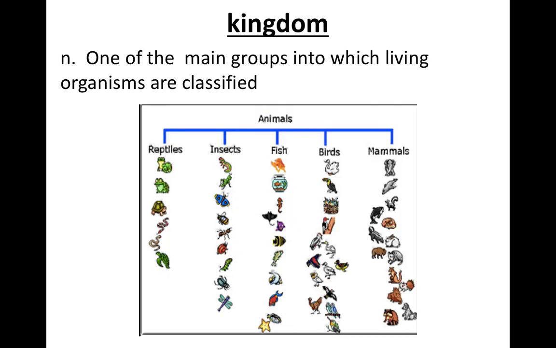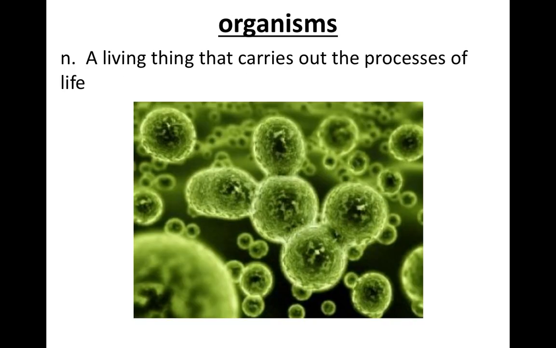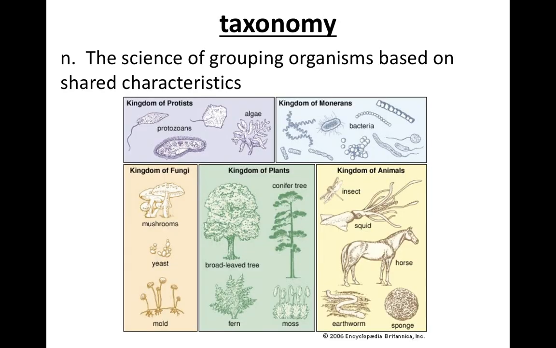Kingdom: one of the main groups into which living organisms are classified. Organisms: a living thing that carries out the processes of life. Taxonomy: the science of grouping organisms based on shared characteristics.